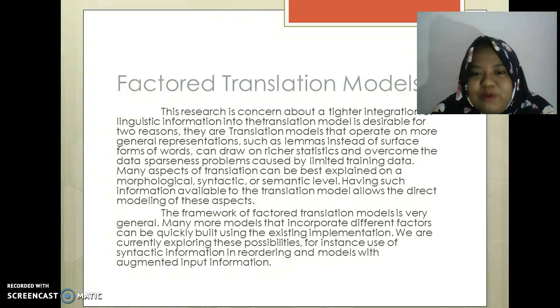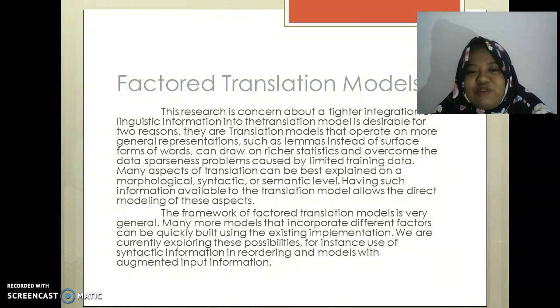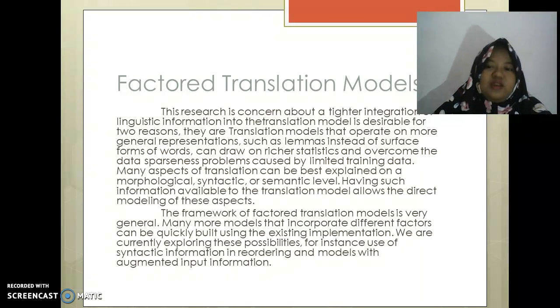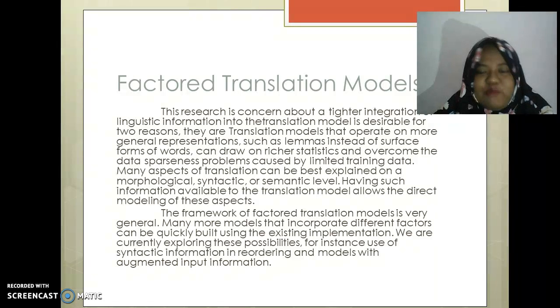This research is concerned with the tighter integration of linguistic information into the translation models, which is desirable for two reasons. They are translation models that operate on more general representations, such as lemmas instead of surface forms of words, can draw on richer statistics and overcome the data sparseness problem caused by limited training data. And the framework of factored translation models is very general. Many more models that incorporate different factors can be quickly built using the existing implementation.